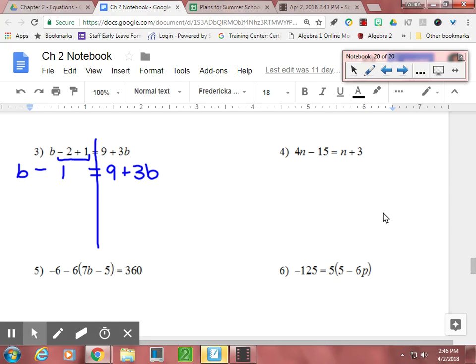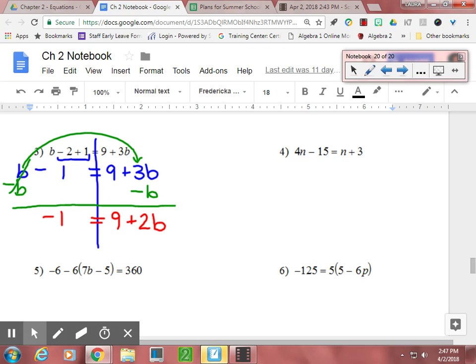All right, so now my goal is to get all of my letters to one side and all of my numbers to one side. And it doesn't matter which way you choose to do this. So let's say that you wanted to move this b over here with this. Well, to do that, we would subtract it. Subtracting would get rid of it here. So now I have negative 1 equals 9 plus 2b.